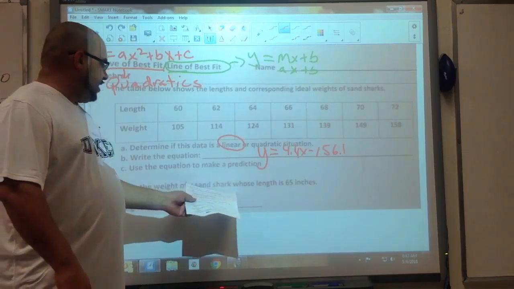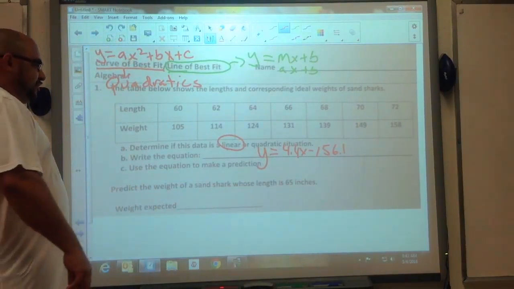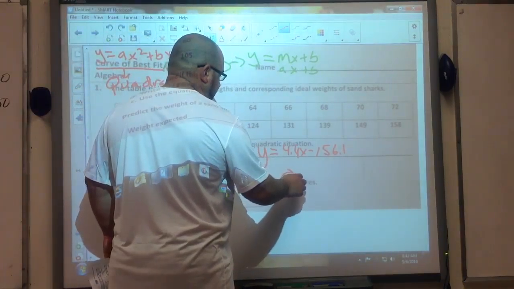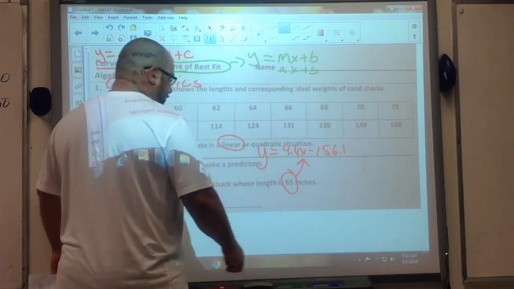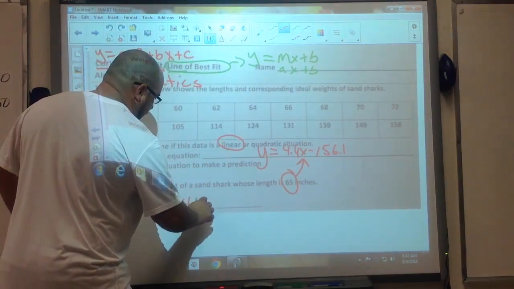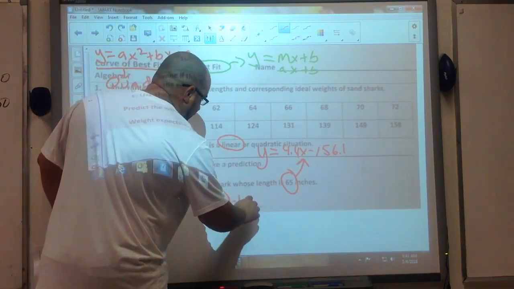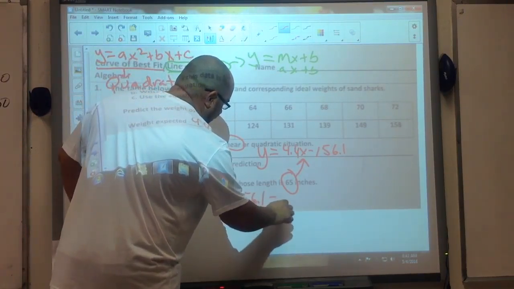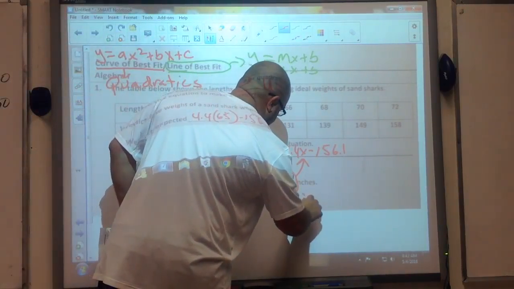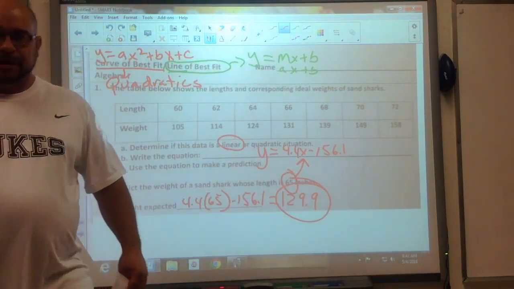Predict the weight of a sand shark whose length is 65 inches. Where am I going to put 65 inches? Where x is. Yes, we're going to replace the x. So in your calculator, you're going to put 4.4 times 65 minus 156.1. What do you get? 129.9. 129.9 is correct. Very good.